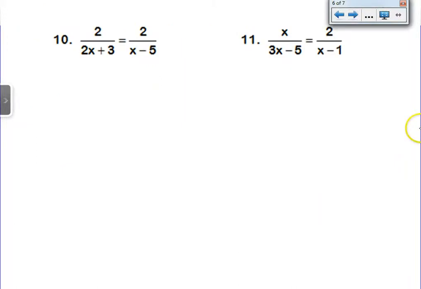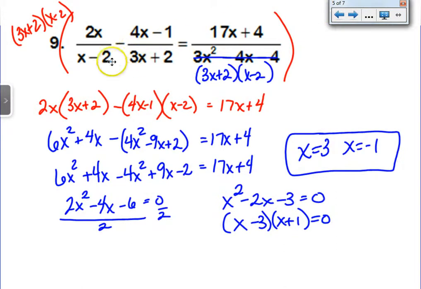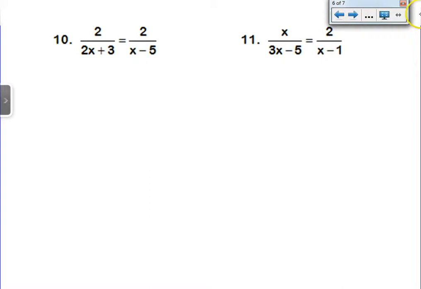Now this next section says you can cross multiply. And the reason we can cross multiply these problems is because it's just a single fraction equals a single fraction, as opposed to our previous problems where it was more than one fraction either being added or subtracted on one of the sides of the equation.